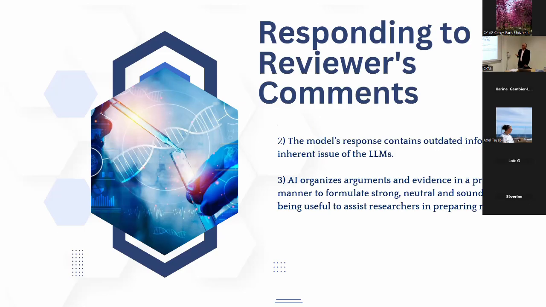Another point, which is critical in my opinion: the model response contains outdated information, which, as I just mentioned, is an inherent issue of LLMs. So if this model was trained with information up to 2024, then that's what it will have to explain what's going on. So outdated information, in our case, where we are writing with novel facts, is an issue. But there is one important thing that ChatGPT did, which is quite important for us. AI organizes arguments and evidence in a progressive manner to formulate a strong, neutral, and sound rebuttal, being useful to assist researchers in preparing responses. So this was cool. And this ChatGPT does well.